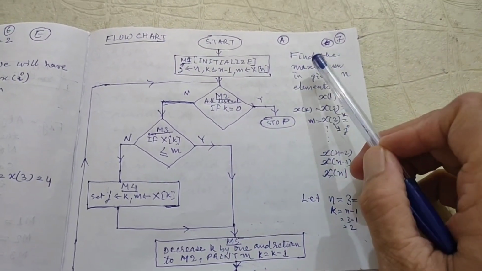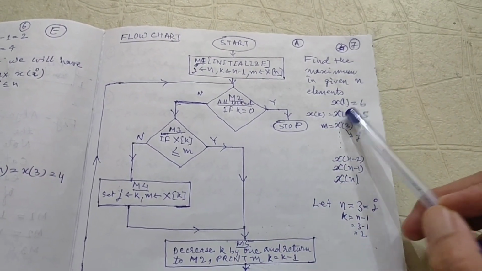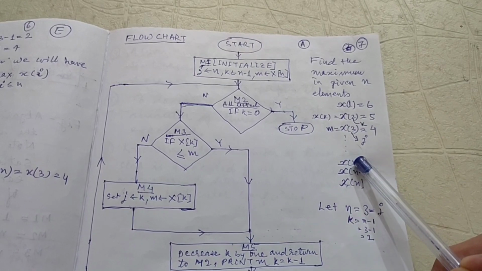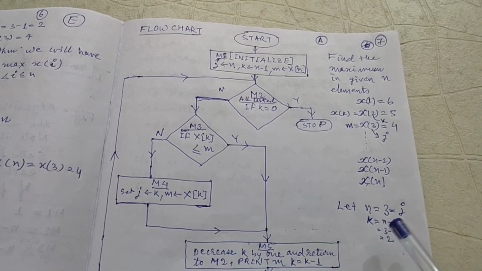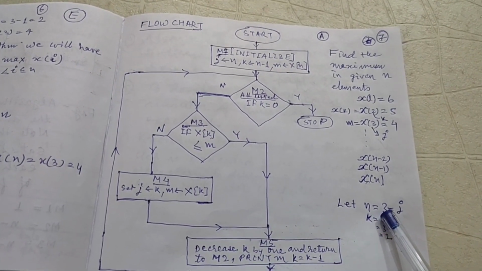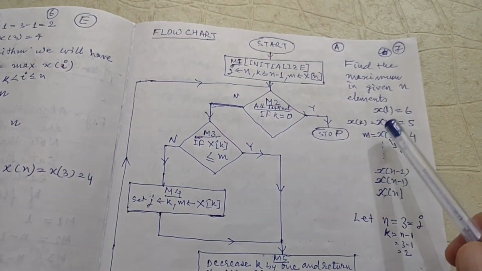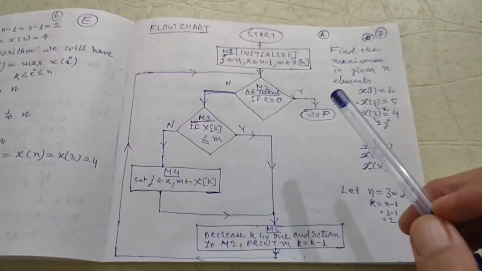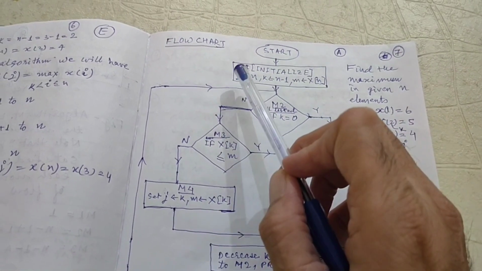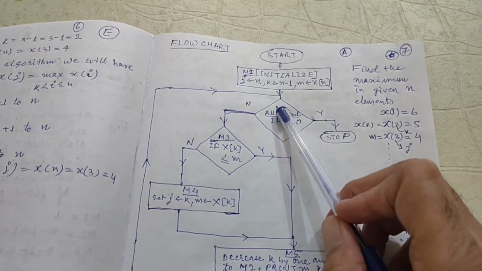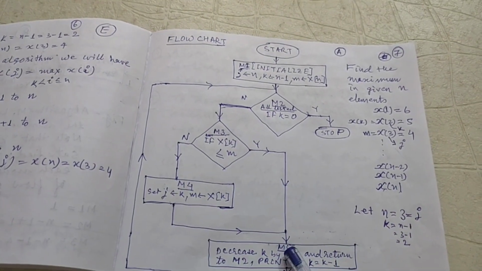Find the maximum in given n elements x1, x2, x3, up to xn minus 2, xn minus 1, xn. Here I have taken n as 3. This is a flowchart for finding the maximum in n numbers, with initialization, step M1, step M2, step M3, step M4, step M5.